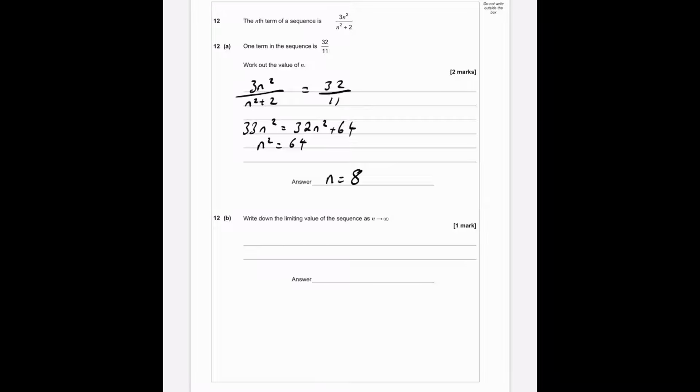As n tends to infinity, I'm looking at 3n squared divided by n squared, the most powerful part of the sequence, and 3 divided by 1 is 3. So it's going to tend to 3.